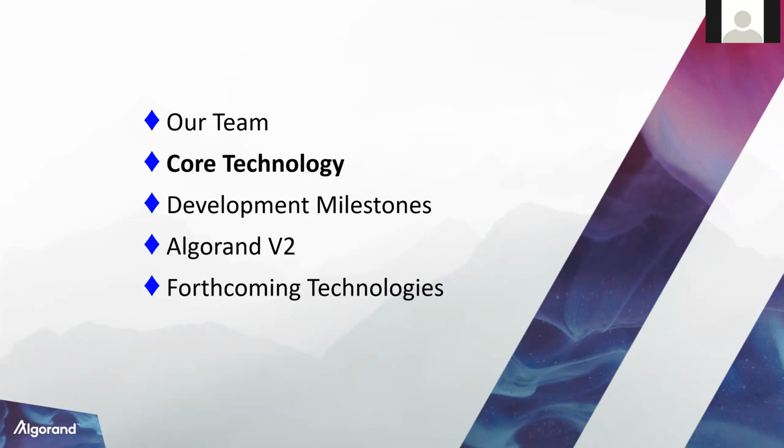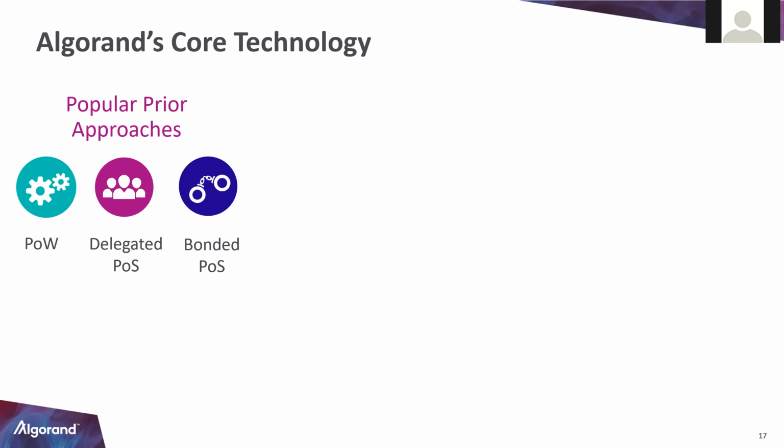Now let's dive into the more technical side, where I'd like to tell you something about our core technology. Okay, so what are the popular prior approaches? You probably have heard about proof of work. That's what Bitcoin and Ethereum do. People use special purpose hardware to solve hash puzzles. And when they get the puzzle solution, they are able to generate a block and get rewarded.